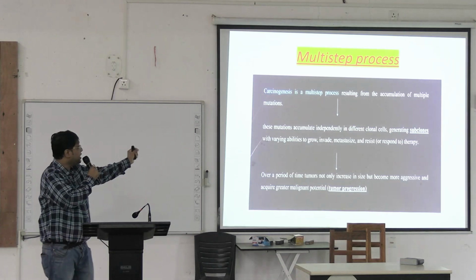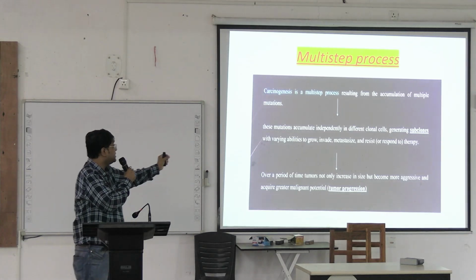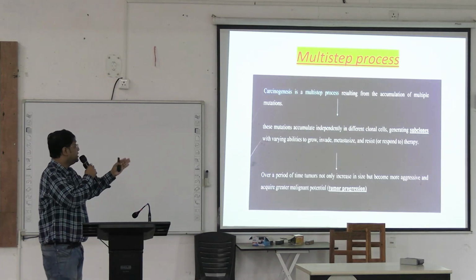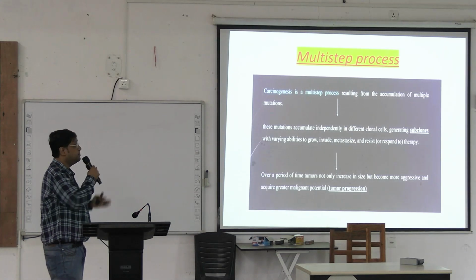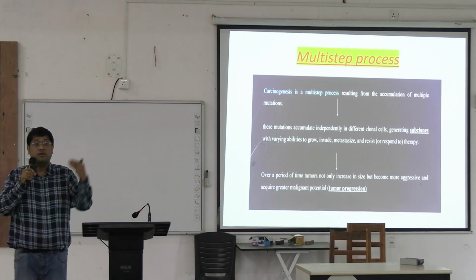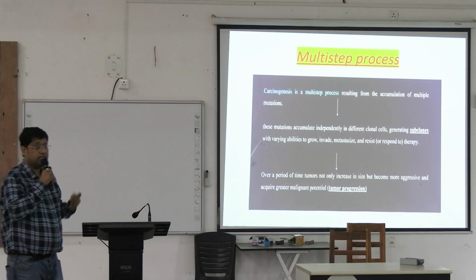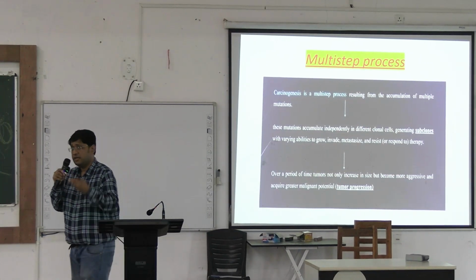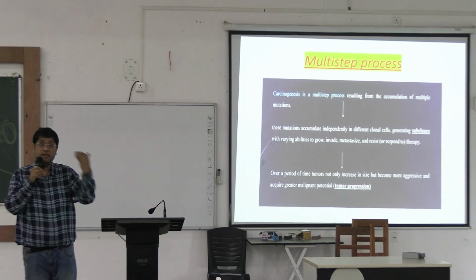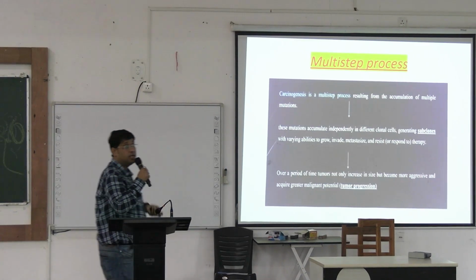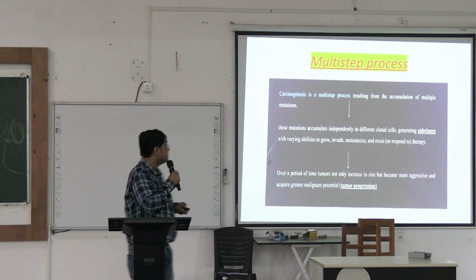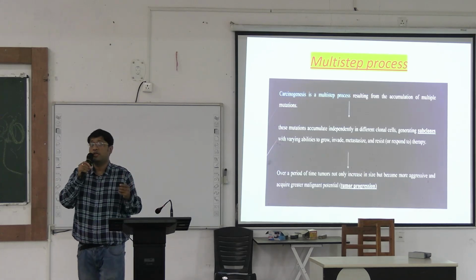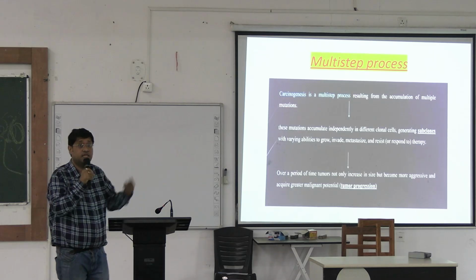These mutations accumulate independently in different clonal cells, generating subclones. Over a period of time, tumors not only increase in size but become more and more aggressive, as we know from the history of many patients. Initially, that cancer is growing slowly, then it becomes more rapid, and even more in case of metastatic cancers. This is called tumor progression. Tumor progression means rate or aggressiveness is increasing with time.